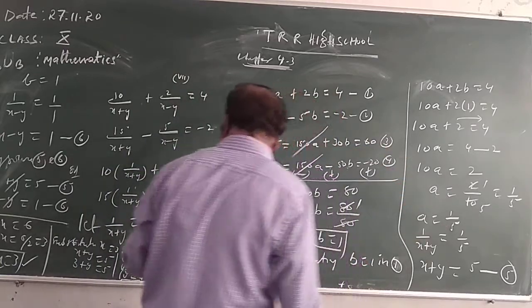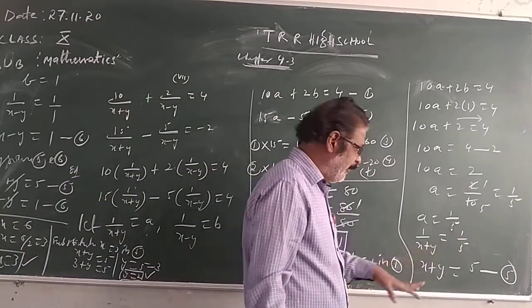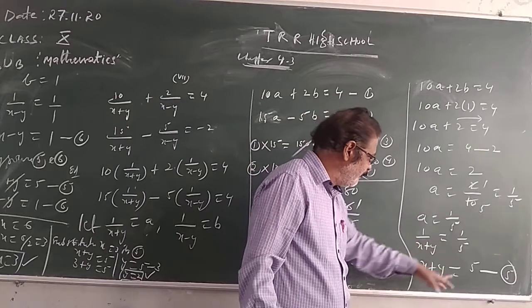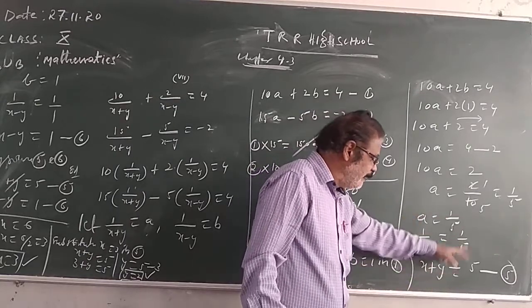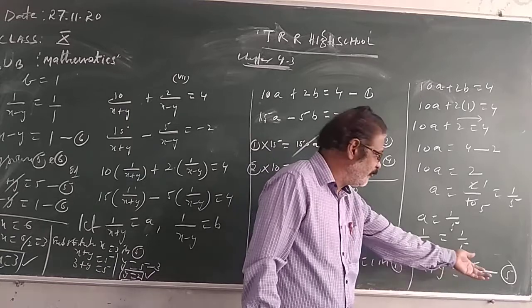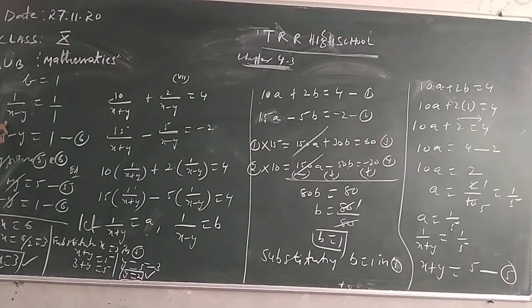So what is a? a is 1 by x plus y. So 1 by x plus y equal to 1 by 5. Reverse the fractions: 1 by x plus y reversed is x plus y by 1, and 1 by 5 reversed is 5 by 1. x plus y equal to 5. This is the fifth equation. Similarly, b is equal to 1. b means 1 by x minus y is equal to 1 by 1. Reverse the fractions: x minus y by 1 is equal to 1 by 1. This is the sixth equation. Solve the fifth and sixth equations.